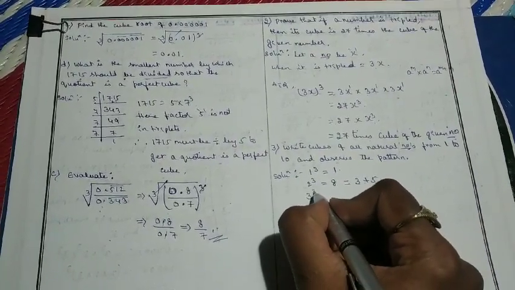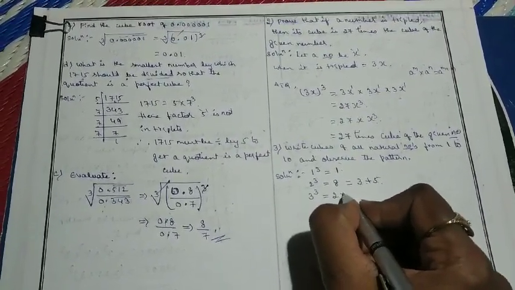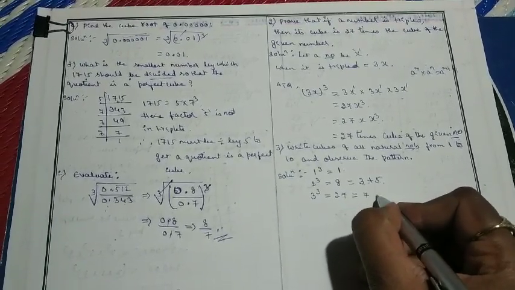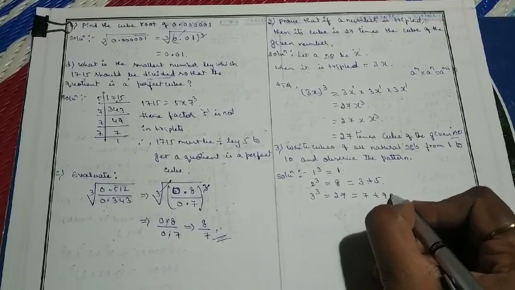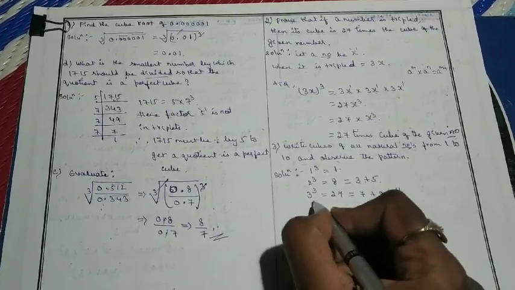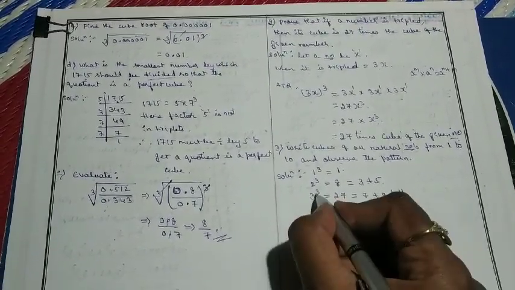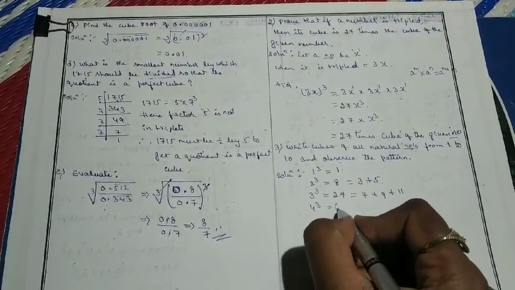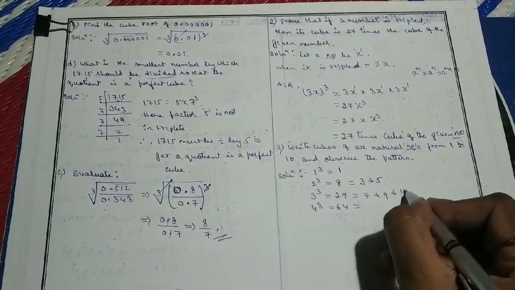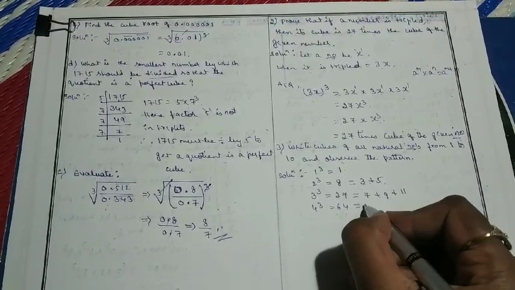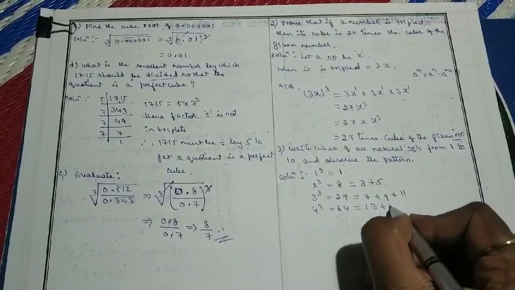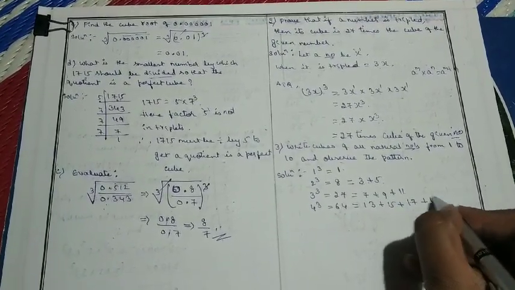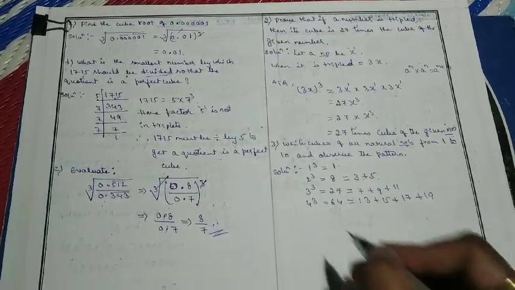Next to 3 cube. We know that 3 cube is nothing but 27. Then after 5 the next odd number is 7. So 7 plus the next odd number 9, 9 plus the next odd number 11. So the 3 odd numbers' sum is 27. Next 4 cube. We know that 4 cube is nothing but 64, equal to the next odd number. After 11 the next odd number is 13. So 13 plus 15 plus 17 plus 19. If you sum up all these odd numbers, you will get the answer 64.